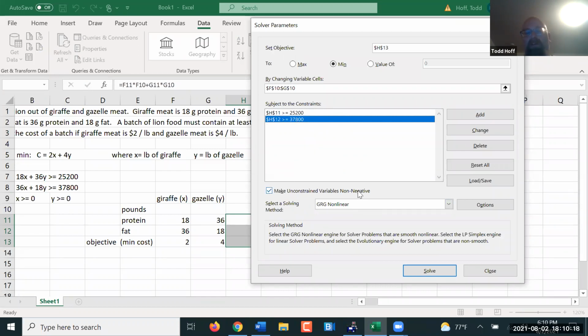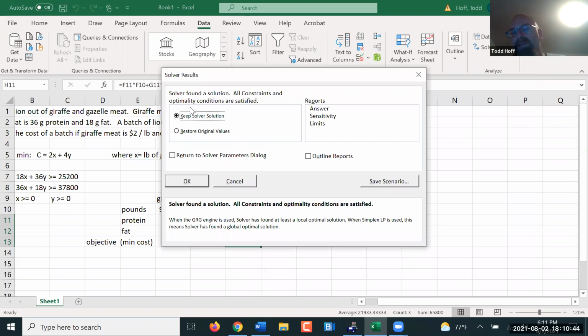Make all other unconstrained variables non-negative. That's my trivial constraints. X is greater than or equal to 0. Y is greater than or equal to 0. This next one here, it usually works out right even if I leave it as GRG. But I want to change it to simplex LP because that's the process we're actually using. And so we want to make sure that we set it so that it'll always give us the same answer as the simplex method. Then we click solve.